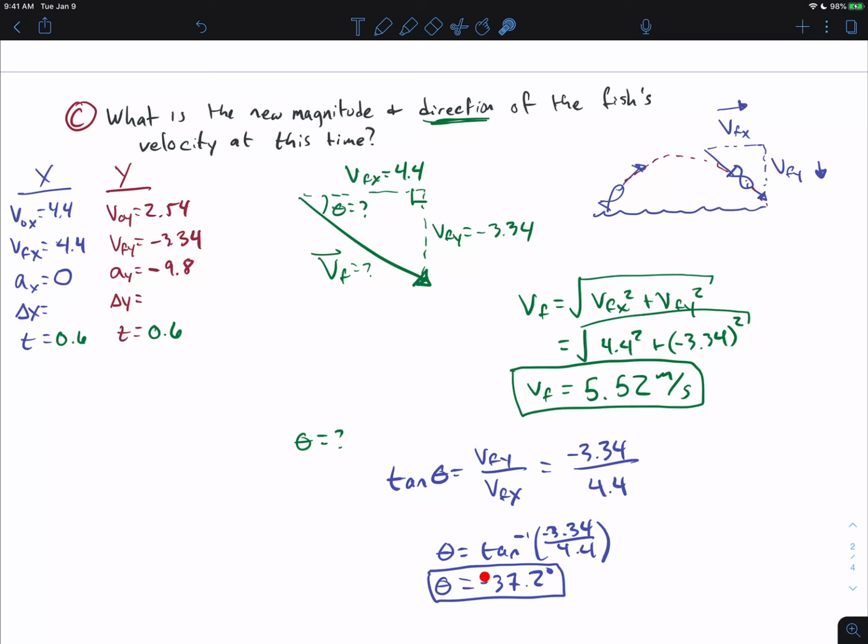So remember, this negative also comes up because it is below horizontal. It's starting from horizontal, it's going downwards, right? So negative angle is downwards, positive angle is going to kind of go upwards. So that's the only reason why we have this negative here.